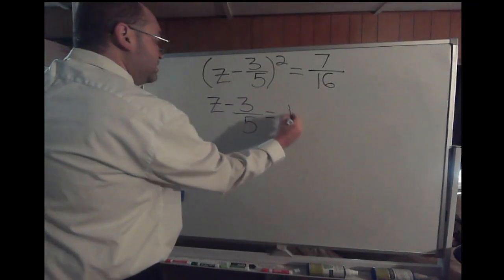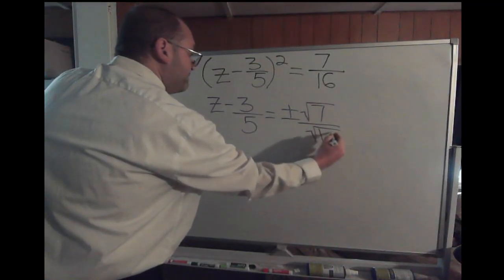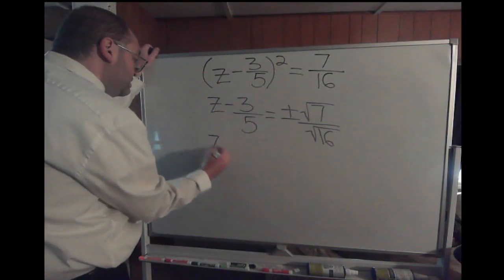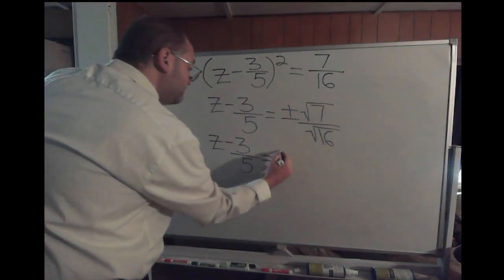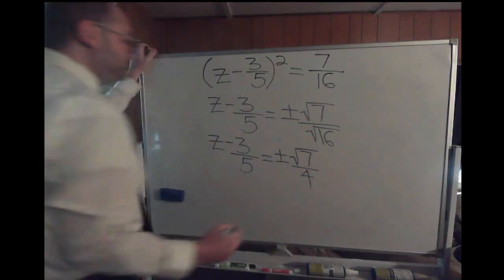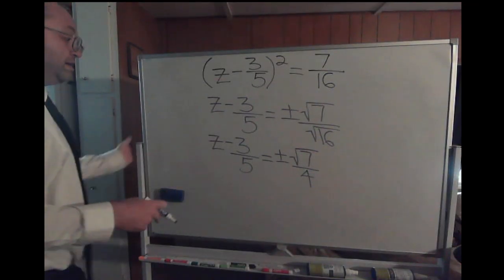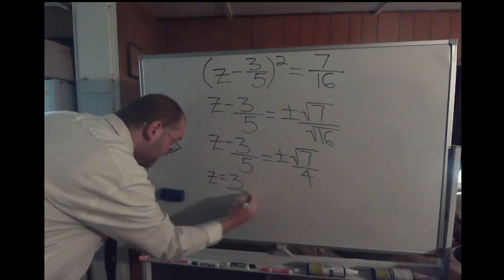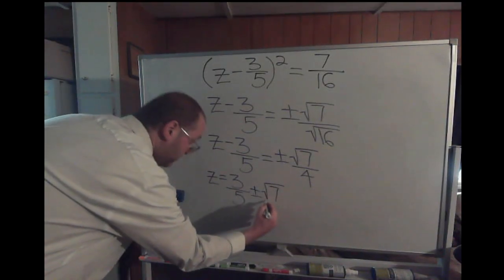So now we'll have z minus 3/5 equal to plus and minus the square root of 7 over the square root of 16. We know that the square root of 16 is going to be equal to 4. So we get z minus 3/5 is equal to plus and minus the square root of 7 over 4. Now the goal is we want to get z by itself. So z is going to equal 3/5 plus and minus the square root of 7 all over 4.